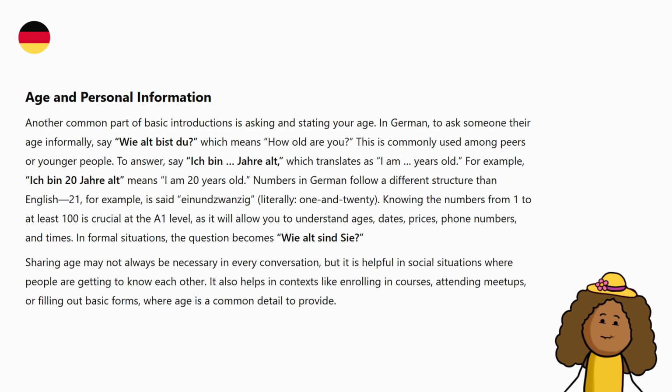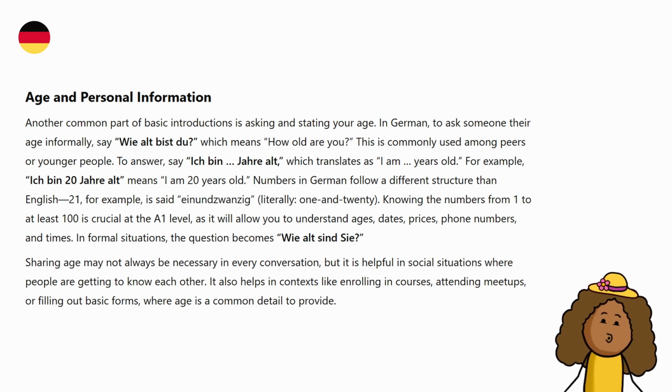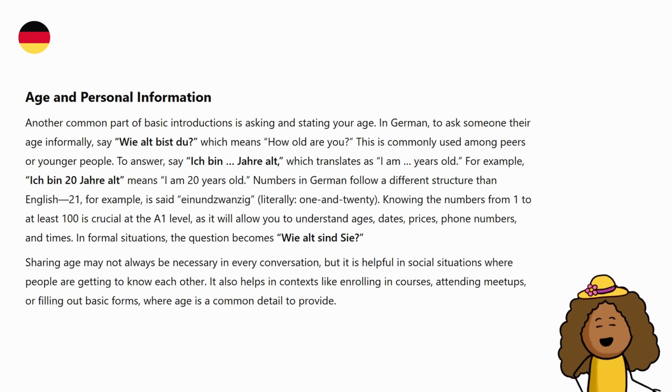Another common part of basic introductions is asking and stating your age. In German, to ask someone their age informally, say, Wie alt bist du? Which means, how old are you? This is commonly used among peers or younger people. To answer, say, Ich bin [number] Jahre alt, which translates as, I am [number] years old. For example, Ich bin 20 Jahre alt means I am 20 years old.